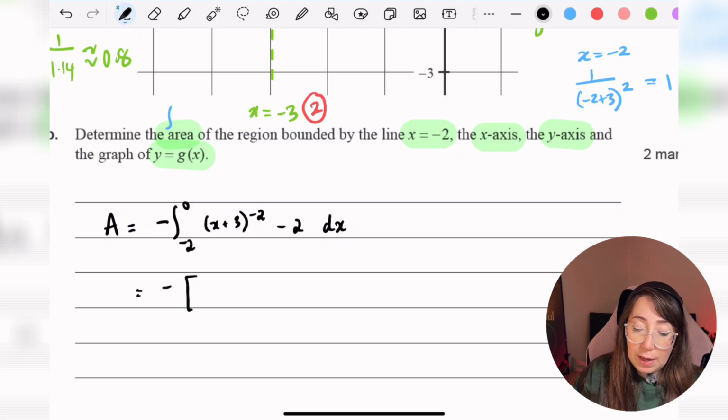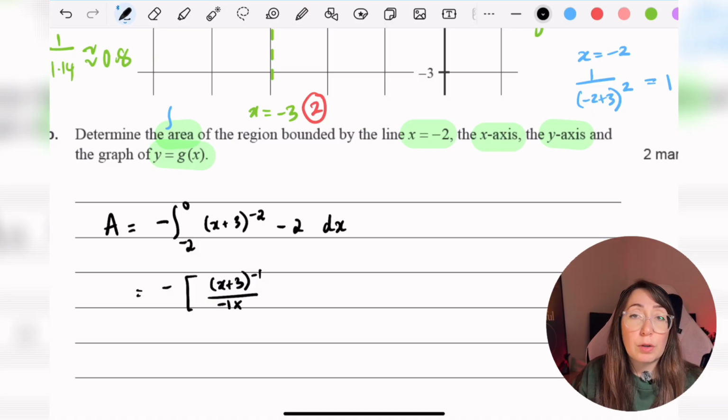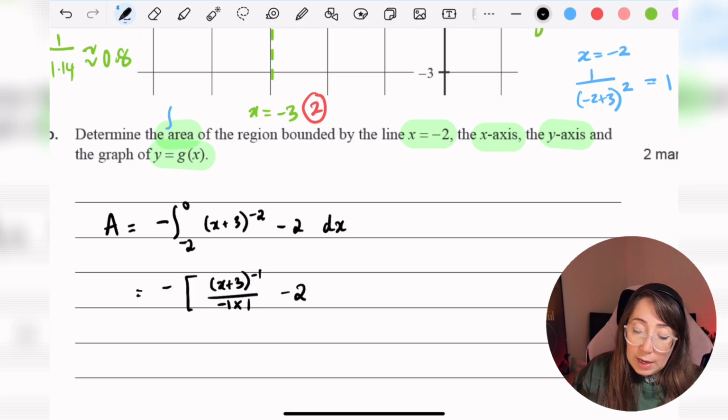So the negative, and then we're going to use, it's kind of like the backwards chain rule, and you can only apply it if it's linear inside the brackets, which in this case it is. So what we'll do is we'll add 1 to the power, and you divide by the new power, and also by whatever the derivative is of the inside. In this case, it's just 1. And then for the constant, we just add an x.